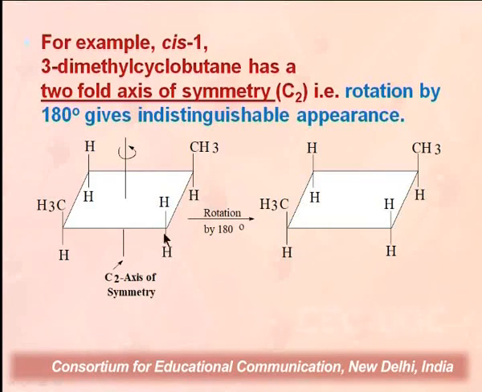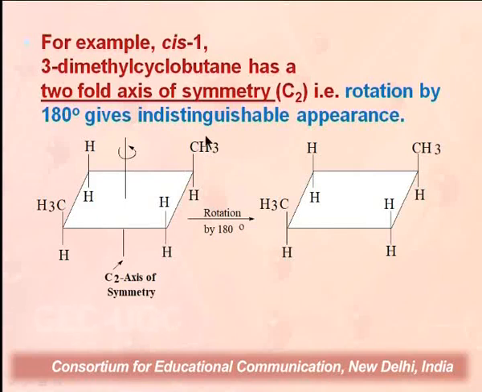But what we want, so that means we'll have to make another interchange of 90 degrees. In simple language we can say that when the two groups are on the opposite side, we have flipped the molecule by 180 degrees. So when we flip the molecule by 180 degrees, we get the same configuration. So that means we have rotated around the axis of symmetry by 180 degrees to get back to the original configuration.